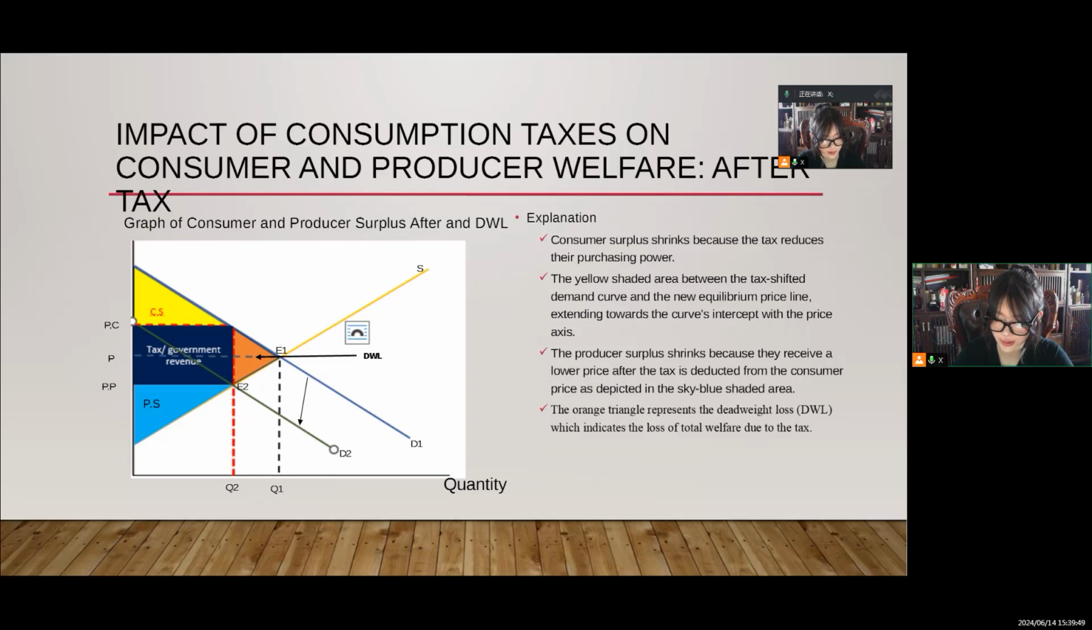Similarly, the producer surplus shrinks because they receive a lower price after the tax is deducted from the consumer price, as depicted in the sky blue shaded area. The orange triangle represents the deadweight loss, which indicates the loss of total welfare due to the tax. This DWL occurs because the tax reduces the economic activity by disrupting the markets.